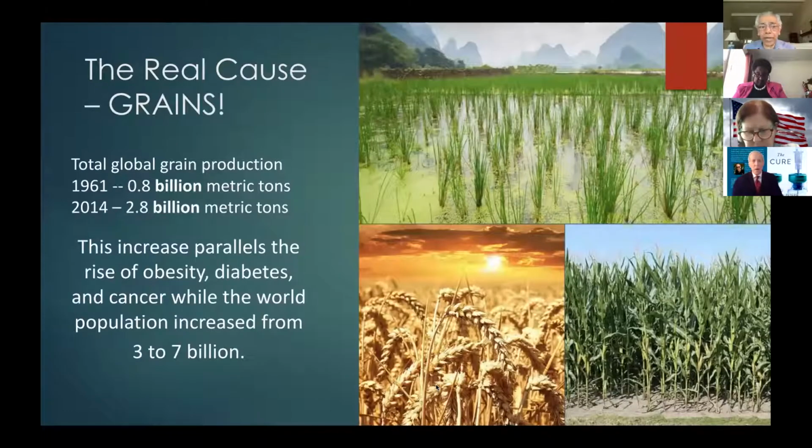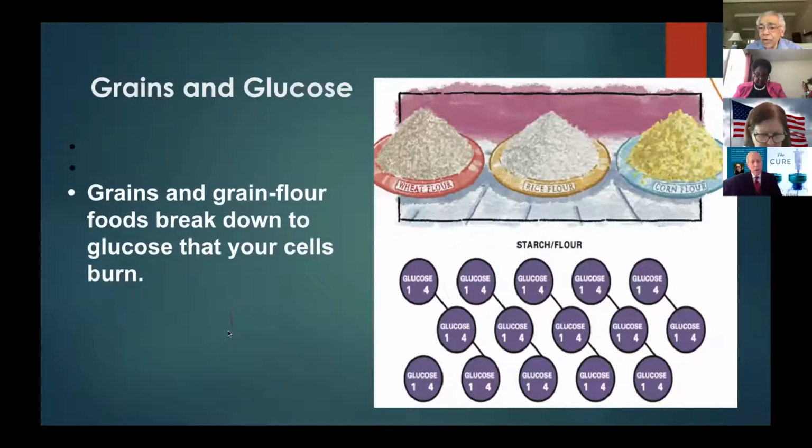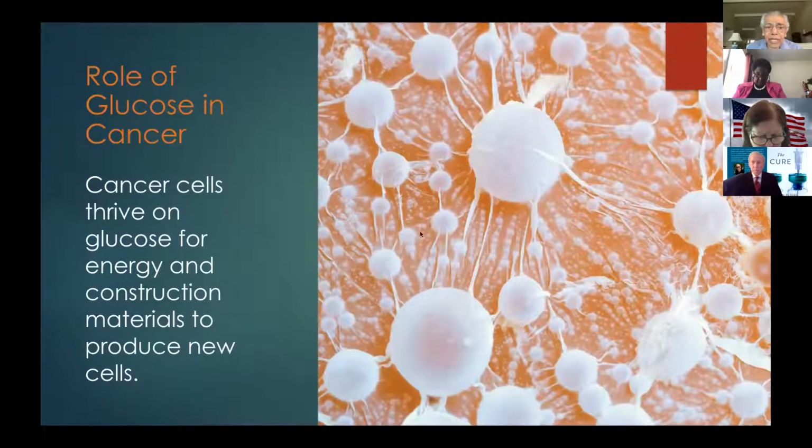Why? In my opinion, the real cause is grains. The total global production of grains has gone up more than 3 times while the population increased. And this increase in the production and consumption of grains parallels the increased rise in obesity, diabetes, and cancer worldwide. That's my opinion. Okay? Why do I say that? Because grains and grain flour foods, when they are digested, produce enormous amounts of glucose. And the glucose is the driving force of cancer cell multiplication.